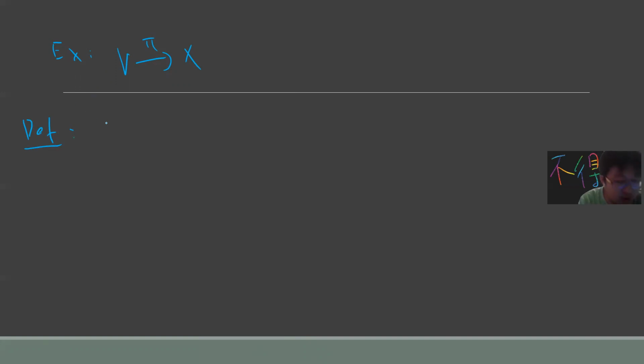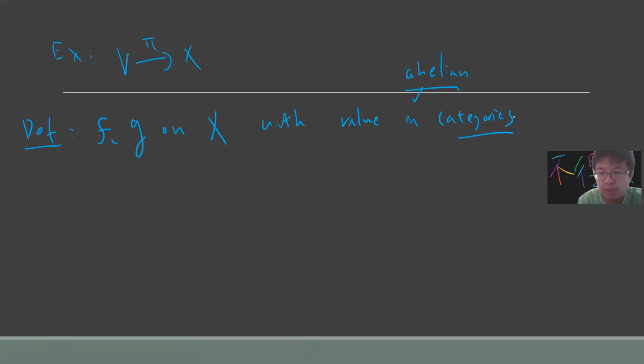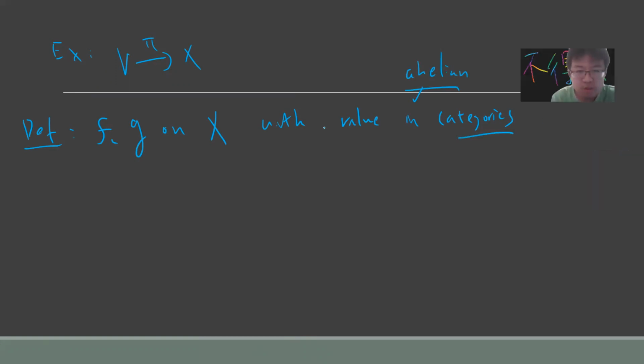Let's say F and G are sheaves on X with values in some category. I think this should be an abelian category, so rings, abelian groups, modules. Most of the time we always work with these three kinds of objects. Then let's say phi from F to G is a morphism. When I say phi is a morphism, it means that it is a natural transformation.